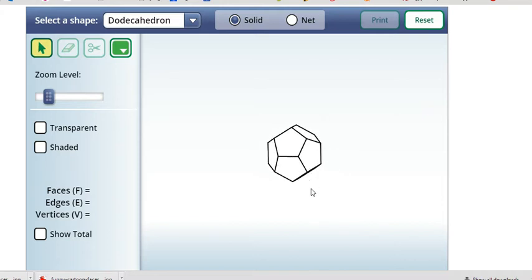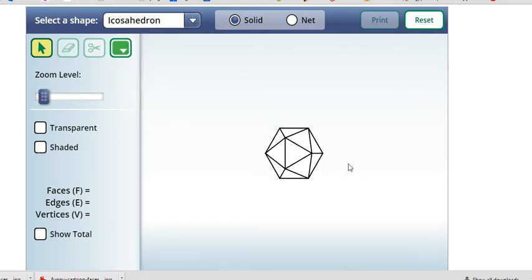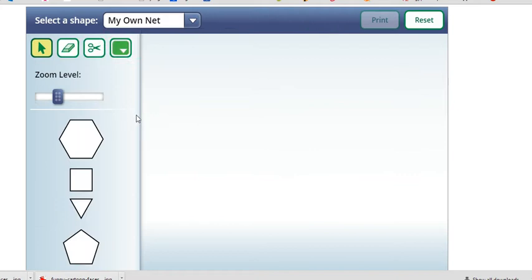Dodecahedron. Isn't that neat? It's getting to look a little bit like a soccer ball, isn't it? That's a dodecahedron. And icosahedron, yeah, okay, you go ahead and figure that one out. And go ahead and count the sides if you'd like, but I'm not going to. And you can create your own net.